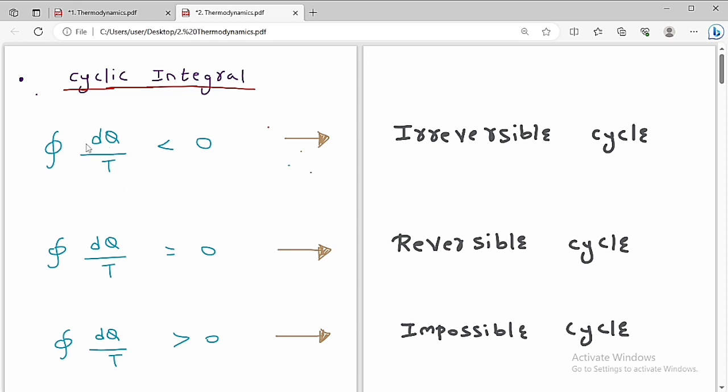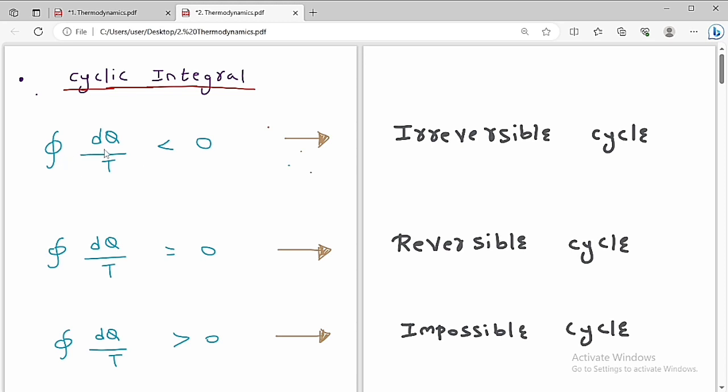How to remember this is very simple. Try to assume the cyclic integral of dQ/T as the efficiency, and try to assume 0 as the 100%. What is the assumption? Assume that the cyclic integral of dQ/T is the efficiency and assume 0 as 100%. So now try to analyze.